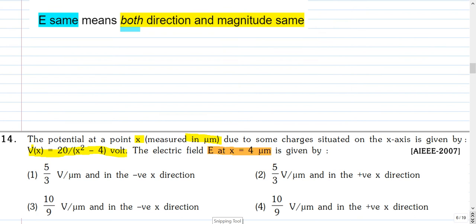This is the next question. The potential at a point x, measured in micrometer, due to some charges situated on the x-axis is given by V(x) equal to 20 divided by (x square minus 4) volt. The electric field E at x equal to 4 micrometer is given by. So you should know how the electric field is related to the potential V. Using that we can solve this problem. You can pause and attempt this question.